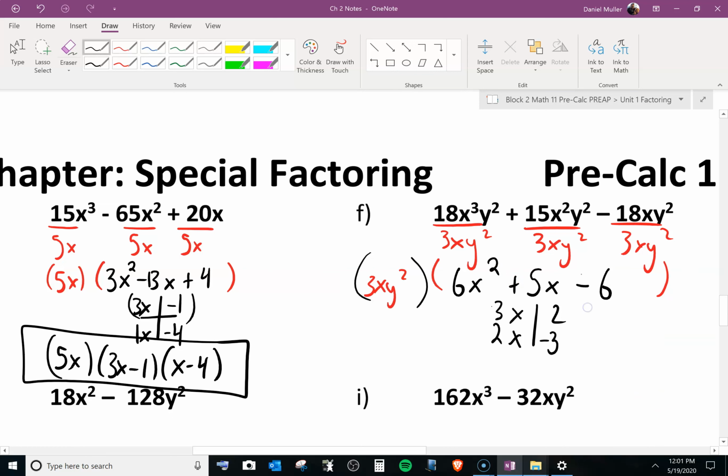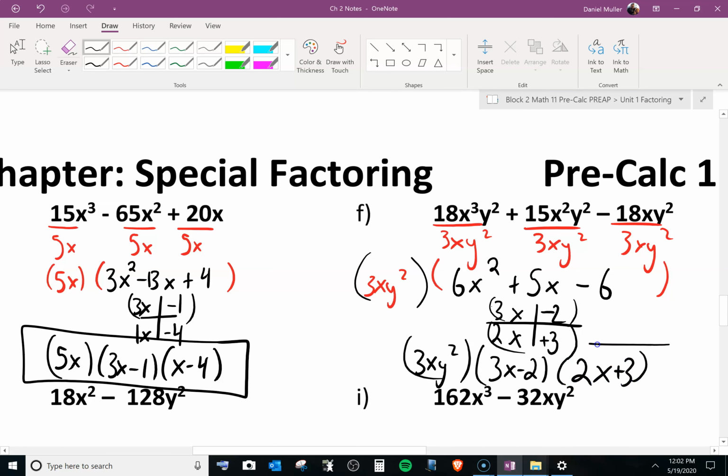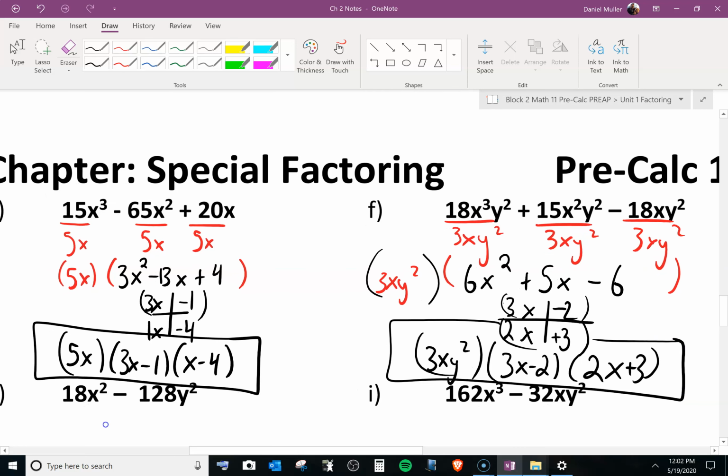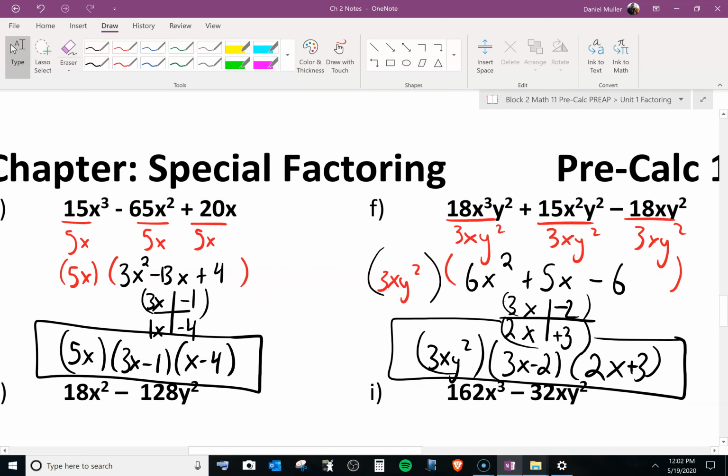Okay, so that's negative and that is positive. Now I got 9x minus 4x. 9 minus 4 is indeed 5. So I've got the 3xy squared from the left, and then I've got this 3x minus 2, 2x plus 3. So that is now considered fully factored.